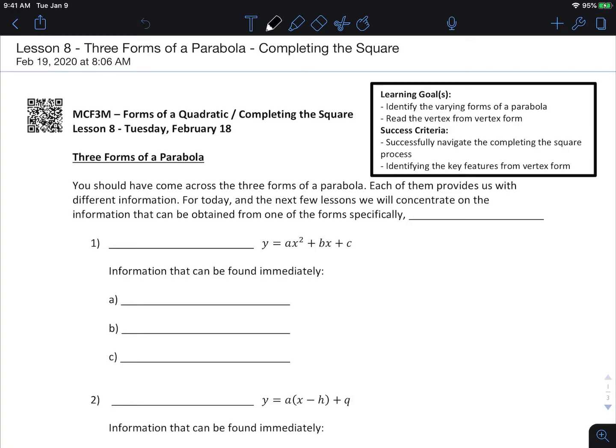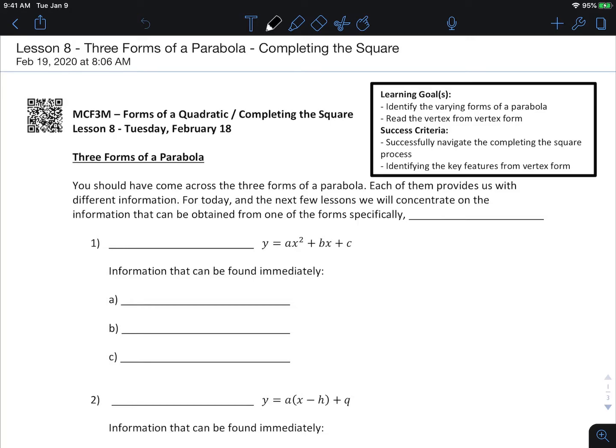And then we want to be able to read the vertex from vertex form, which is one of the forms. The success criteria of being able to read the vertex off is being able to navigate this process called completing the square, which I don't know if anybody's done. It's a 2D thing, a 3U thing. So that's what today's going to concentrate on, and then identifying key features from vertex form.